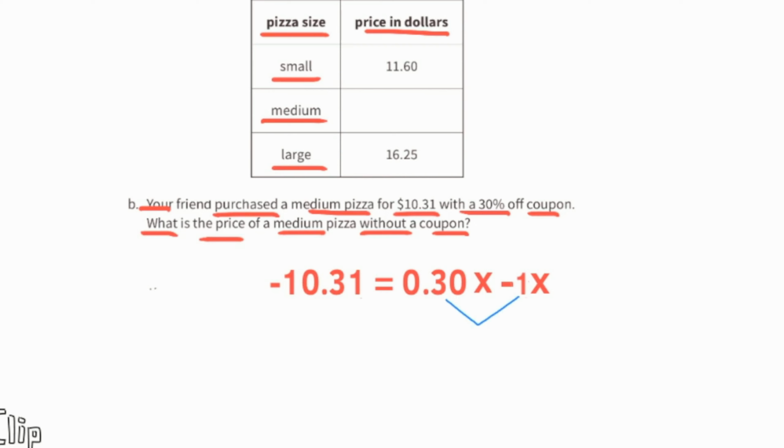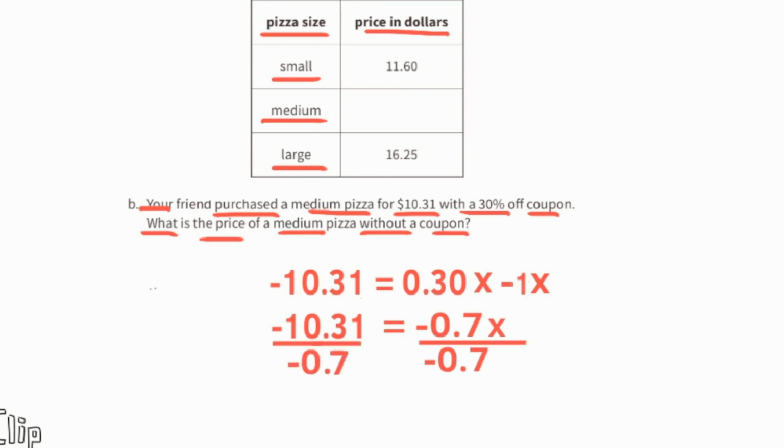We need to find the difference between negative 1x and 30 hundredths x. I could write minus 1x like minus 100 hundredths x. So we have 30 hundredths x minus 100 hundredths x. And that's a difference of negative 70 hundredths x, or negative 7/10 x. We can rewrite the equation as negative 10 and 31 hundredths equals negative 7/10 x. Divide both sides by negative 7/10 and you're left with x equals approximately 14 and 73 hundredths.